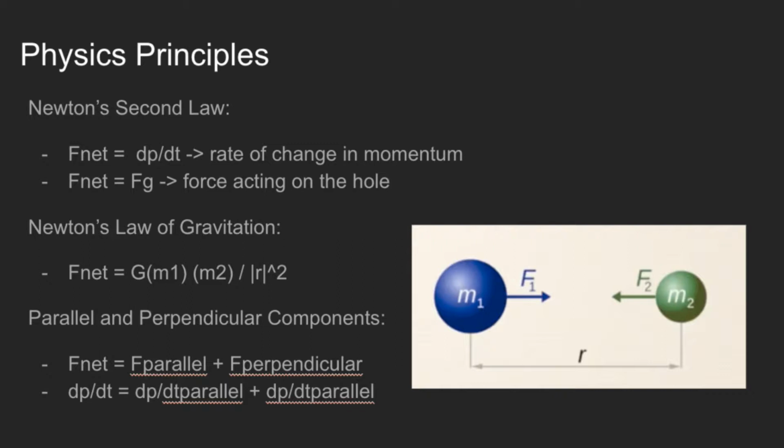Another important component in this lab is the parallel and perpendicular components. F net is equal to the sum of the parallel and perpendicular components, and this is the same for the rate of change in momentum. So the total rate of change is the sum of the rate of change in the perpendicular and parallel components. So finding F net and using Newton's second law, we can find the components to add into Newton's law of gravitation formula, as I mentioned before, and solve for the mass of the black hole.